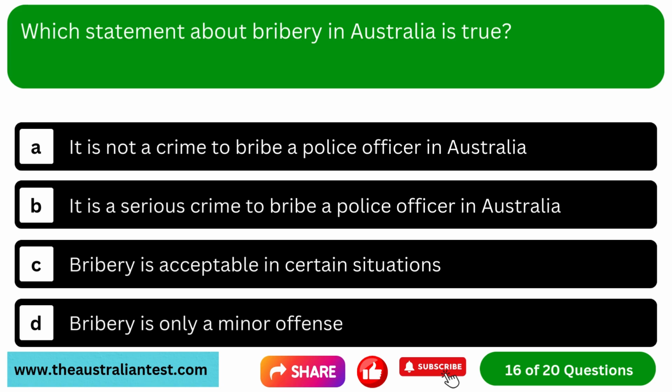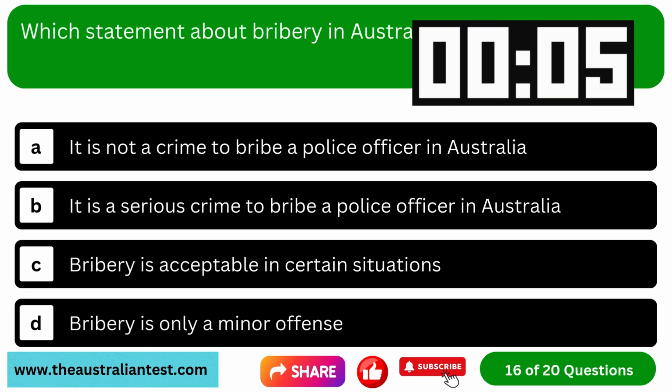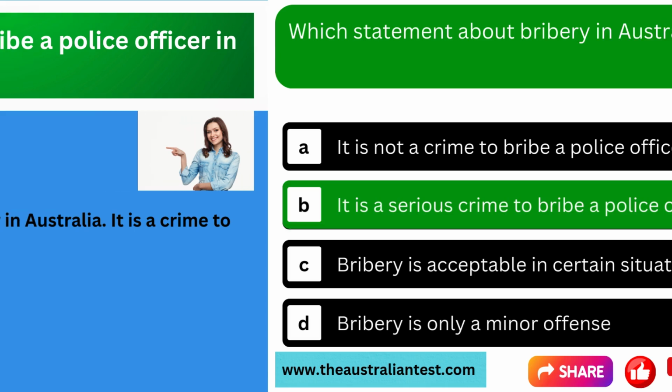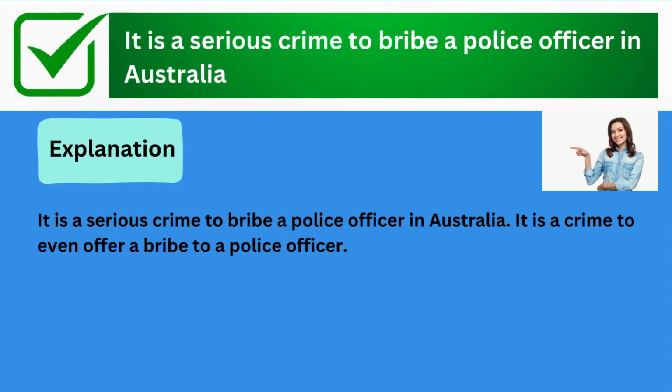Question 16. Which statement about bribery in Australia is true? Option A, it is not a crime to bribe a police officer in Australia. Option B, it is a serious crime to bribe a police officer in Australia. Option C, bribery is acceptable in certain situations. Option D, bribery is only a minor offense. The correct answer is it is a serious crime to bribe a police officer in Australia. Explanation: it is a serious crime to bribe a police officer in Australia. It is a crime to even offer a bribe to a police officer.